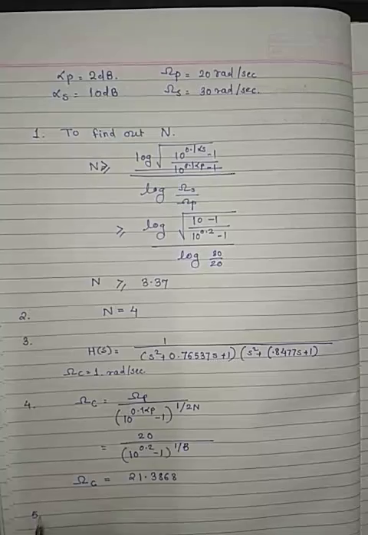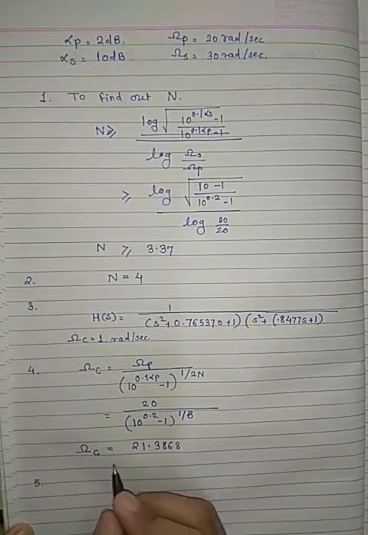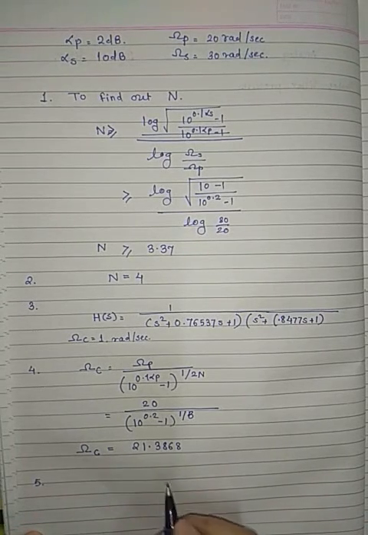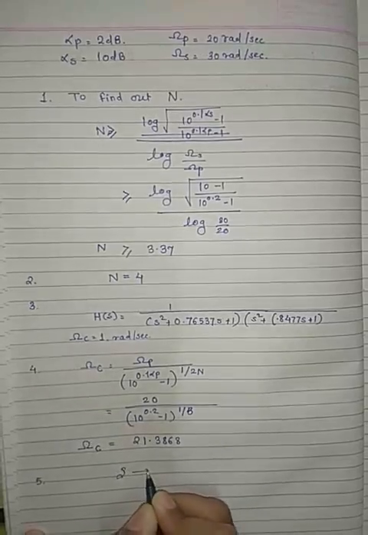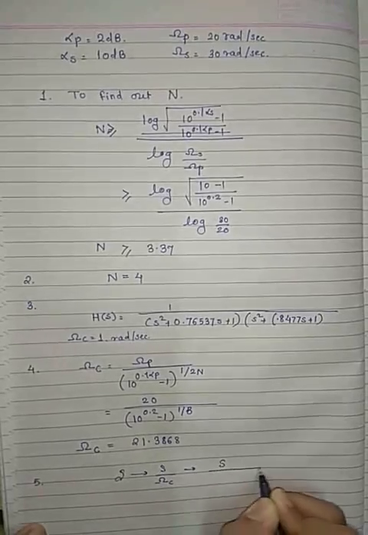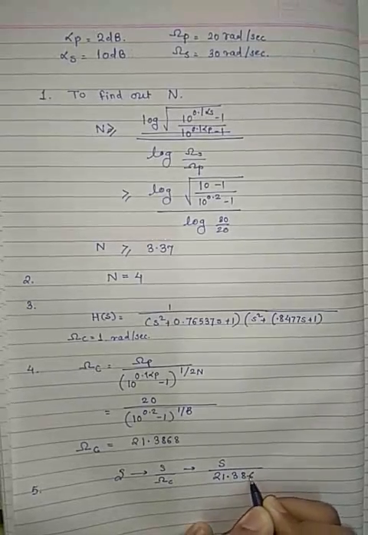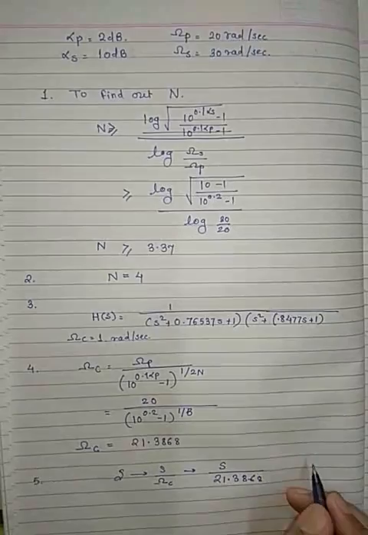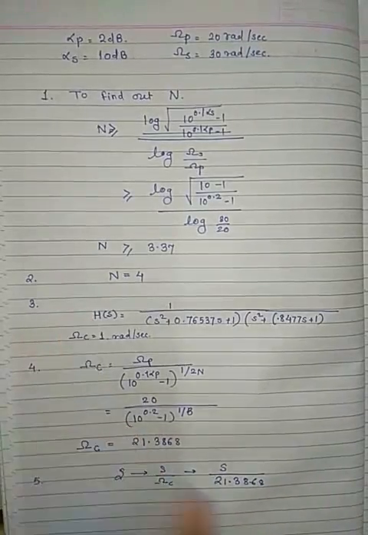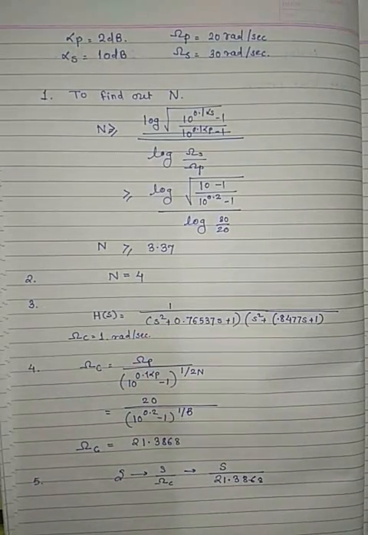Now what is our fifth step, that is the last step? To find the actual transfer function, we have to substitute S by S divided by Ohm C. That is, we substitute S by S divided by 21.3868 in H of S. In this equation, wherever there is S, we have to replace this value. So what is our H of S now?